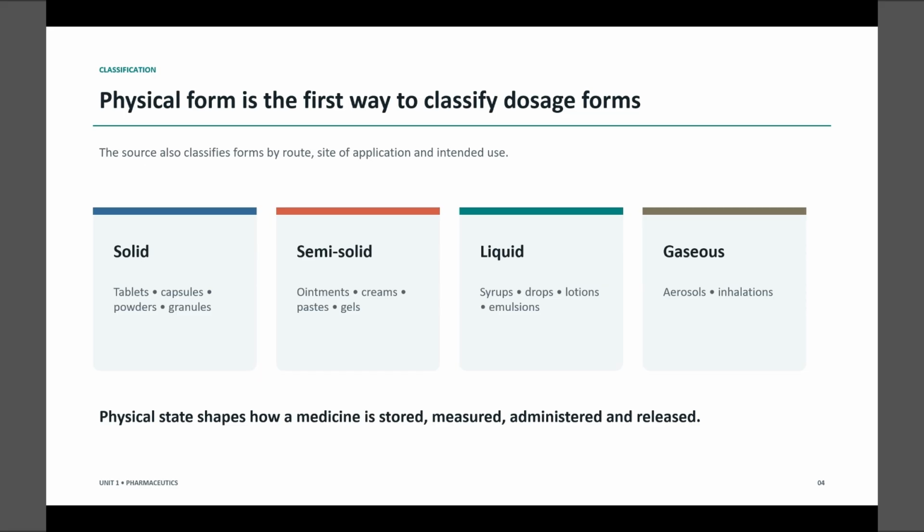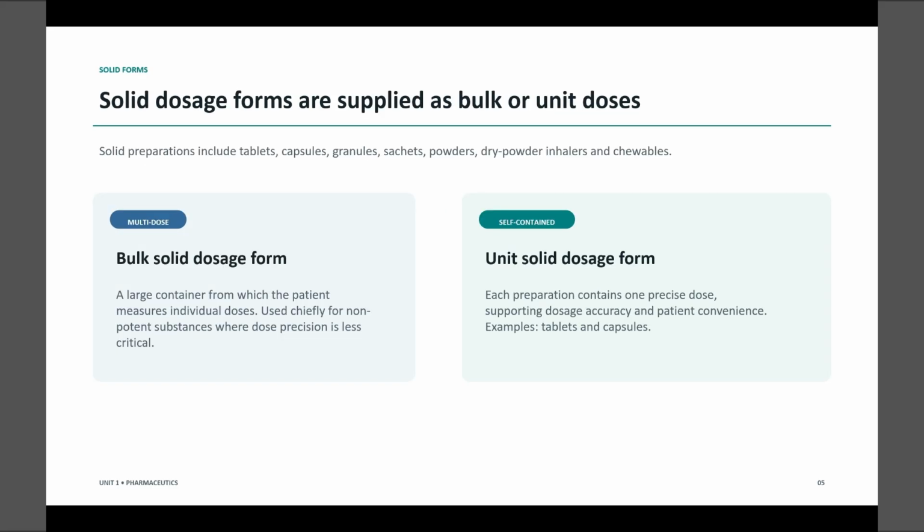Physical state shapes how a medicine is stored, measured, administered, and released. So that comes under the physical form. Again, solid dosage forms are supplied either as bulk or unit doses. Solid preparations include tablets, capsules, granules, sachets, powders, dry powder inhalers, and chewables.